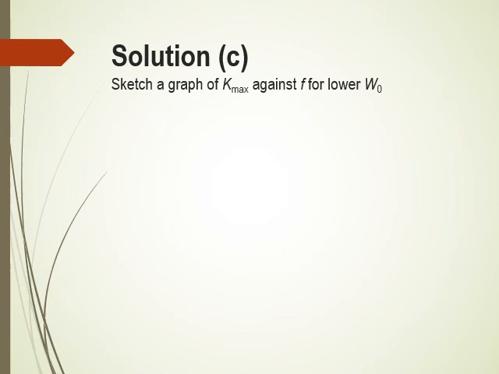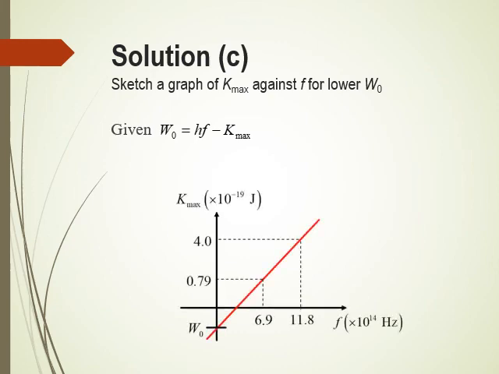Once again, question C is asking for a graph of K max against f. But now it asks you what happens if a metal with lower work function is used. So according to the equation that we derived from previous questions, W naught equals hf minus K max. And it wants you to sketch it in the graph from question A. So let us look at the diagram again from question A. So this is the graph from question A. And how are we going to sketch the graph?